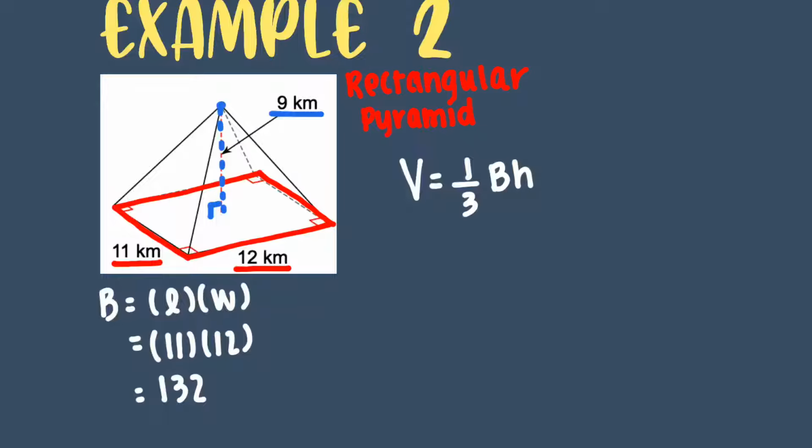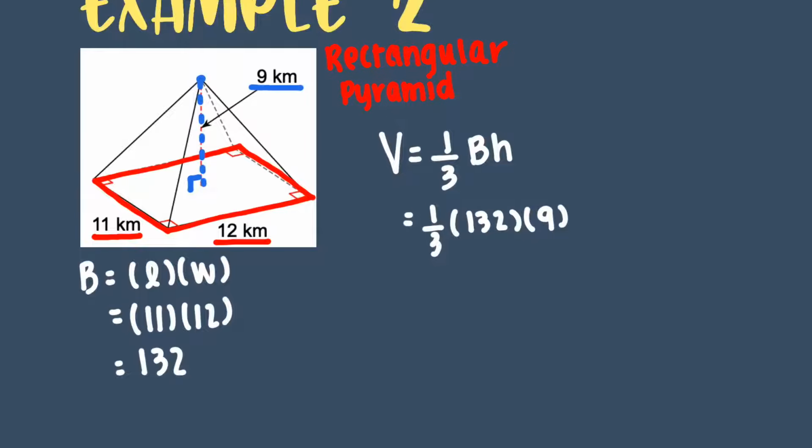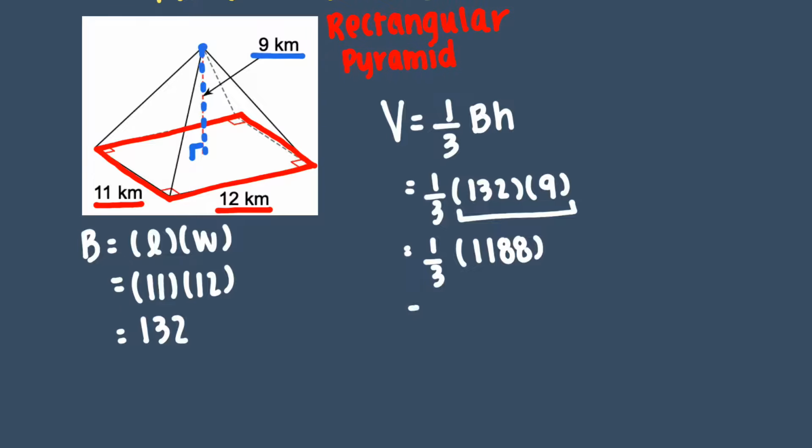The volume is equal to, we still have 1/3. My area of the base I found over to the left was 132 times my height of the pyramid, which is 9. Again, I'm going to work this in 2 steps, so I'm going to leave the 1/3 alone. And when I do 132 times 9, I get 1,188. And then your last step, you can either do 1/3 times 1,188, or you can divide it by 3. And when we do that, you should end up with 396. And then again, we have kilometers cubed.